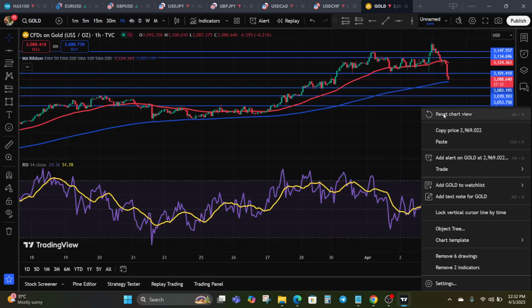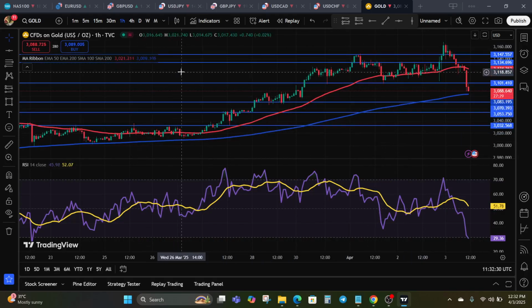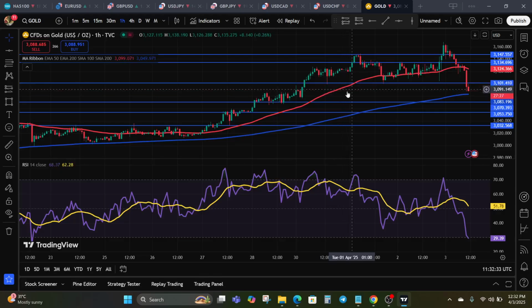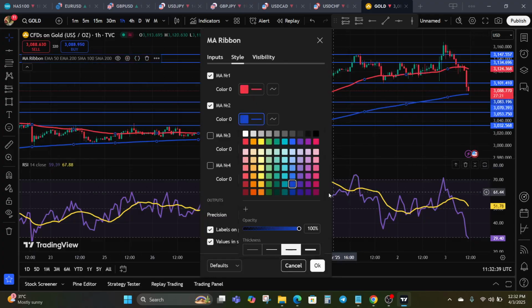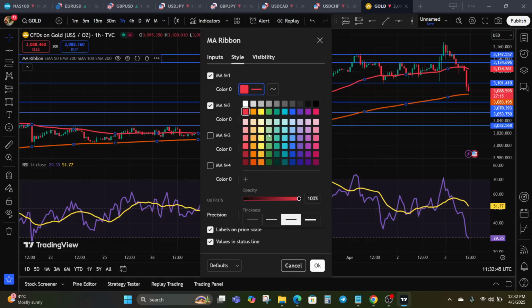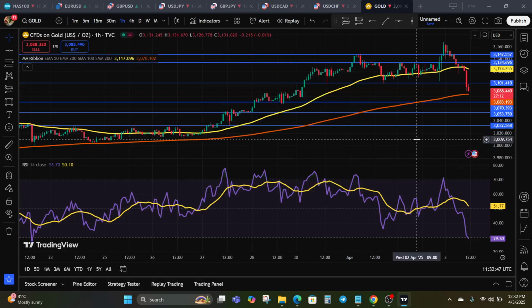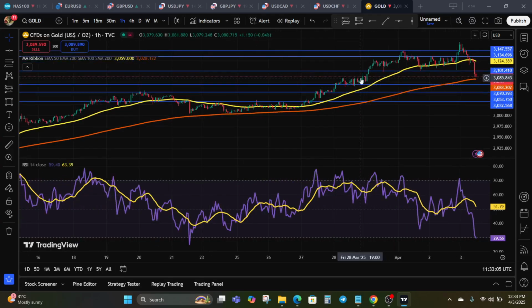So for your chart setup, you just open your 1 hour chart on gold. You apply the 50 EMA and 200 EMA to your chart. After doing that, you use the RSI and key support and resistance levels for trade confirmations, while the moving averages help to determine your trend direction. So for a buy trade, price must be above the 50 EMA and 200 EMA.